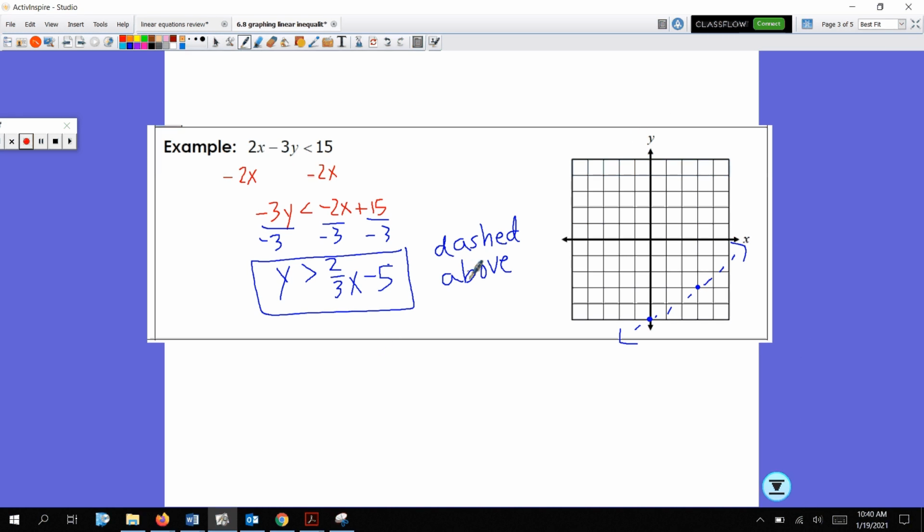So now we need to shade above. That means that all of these values above this line, all of these ordered pairs are solutions. Okay, that's how I shade. I use like striping. Some people just scribble, or some people shade it in completely. I'm all about saving time. But this is clearly where all the solutions are on this coordinate plane.